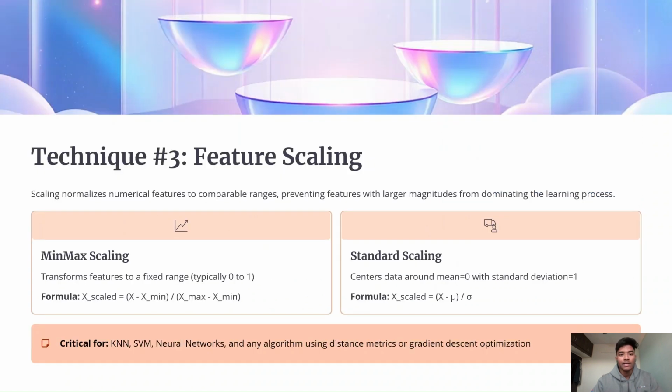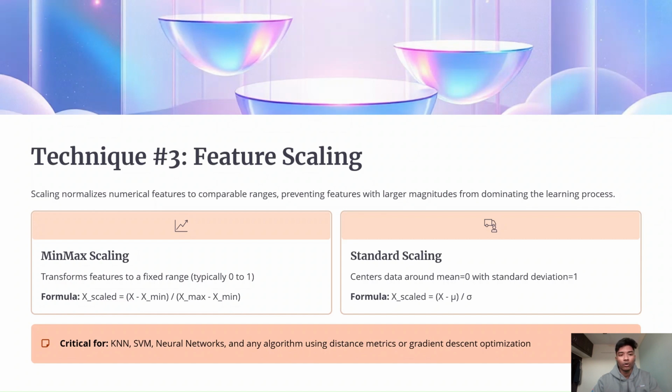Now, we have third technique: feature scaling. Scaling is extremely important, especially for algorithms that depend on distance or gradient calculations. There are two popular methods. First, min-max scaling. This converts values into a fixed range, usually 0 to 1. Second, we have standard scaling. This brings the data to mean equal to 0 and standard deviation equal to 1. Scaling is crucial for models such as KNN and SVM, neural networks, and anything that relies on distances or gradients.